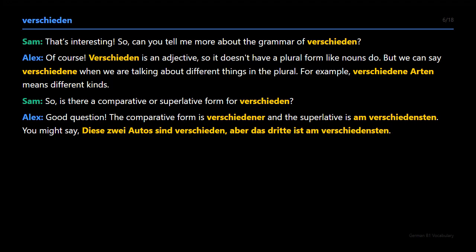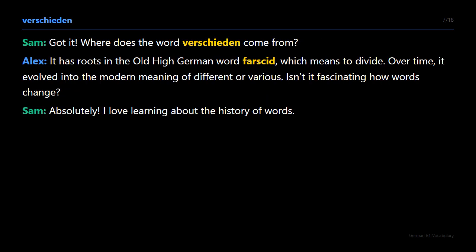Got it? Where does the word verschieden come from? It has roots in the Old High German word, which means to divide. Over time, it evolved into the modern meaning of different or various. Isn't it fascinating how words change? Absolutely. I love learning about the history of words.